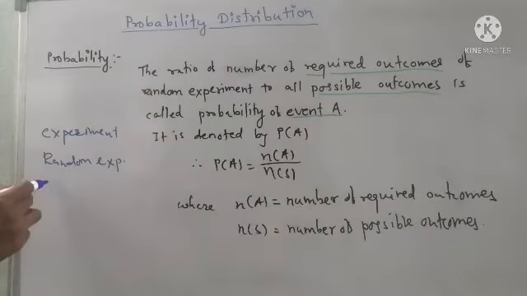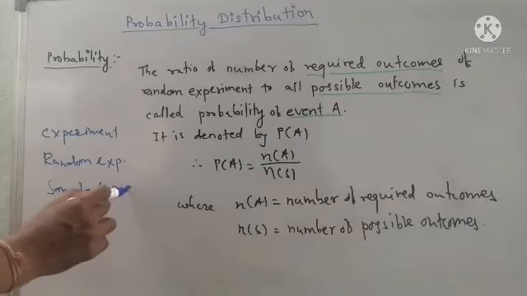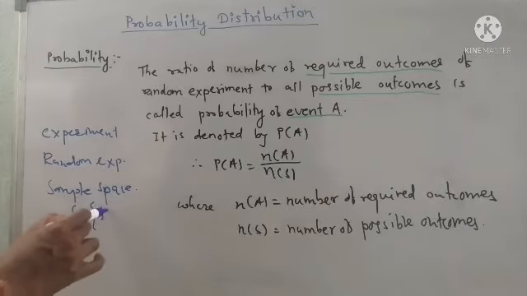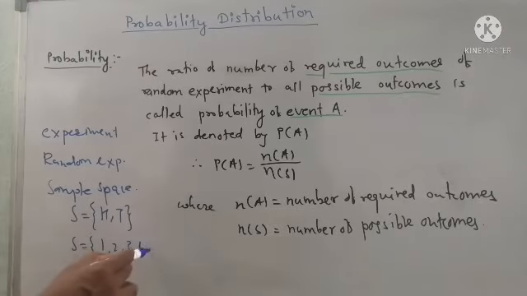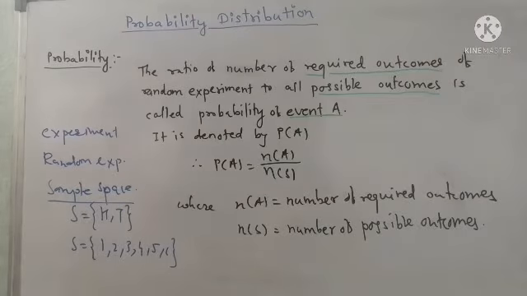The set of all possible results of a random experiment is called the sample set or sample space, which is denoted by S. For tossing a coin, S will be H and T as the two outcomes. For throwing a die, the results are 1 2 3 4 5 6. These are the possible outcomes, so the set of all possible outcomes is called the sample space. And a subset of this sample space is called an event.